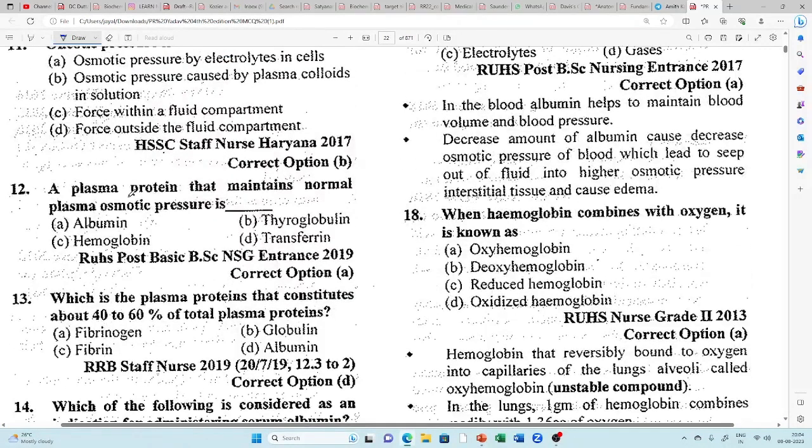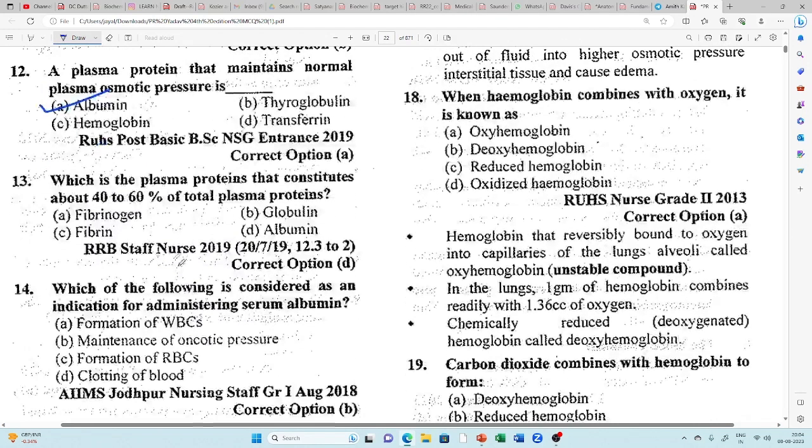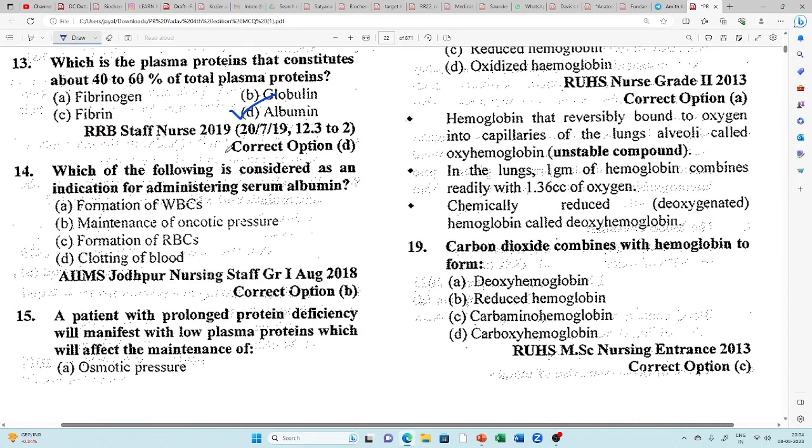Next, a plasma protein that maintains normal plasma osmotic pressure. What is that? Option A, albumin. Albumin is the plasma protein with a very important role in maintaining osmotic pressure. Which plasma protein constitutes about 40 to 60% of total plasma proteins? Correct option, option D, albumin. In different types of questions they ask, the correct option is albumin only.